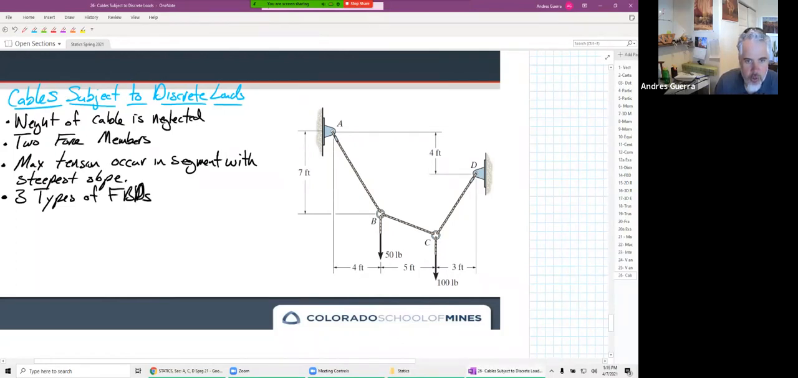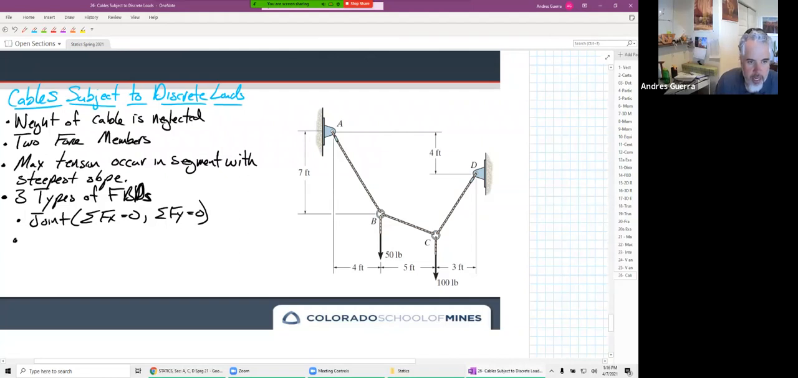And so those 3 types of FBDs include, we could do an FBD at a joint. That would be just like joint B, just like we did with trusses. When we do that, we only have 2 equations of equilibrium, sum of forces in the X and sum of forces in the Y. So that means we can only solve FBDs that have 2 unknowns.